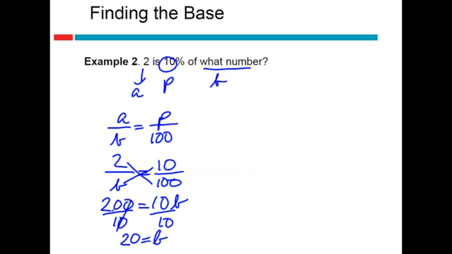So if we take 10% of 20, that should be 2. So what we're saying is that 10% of the number 20 is equal to 2. So we have our base number is 20 in this case.